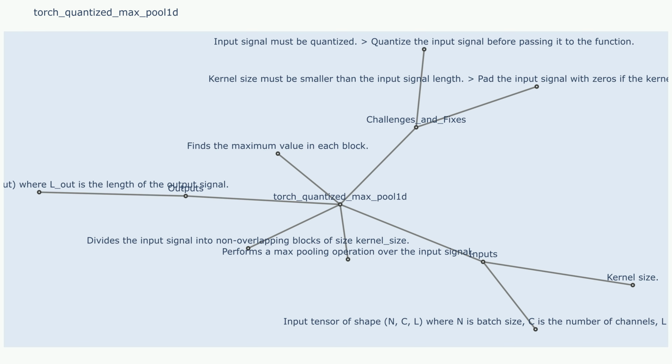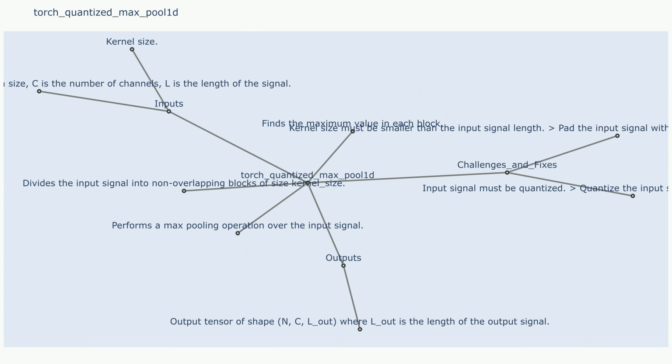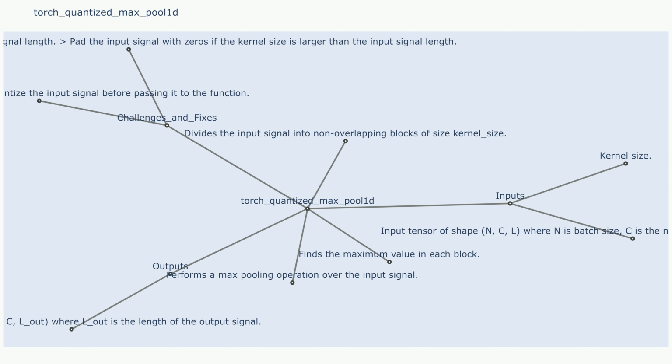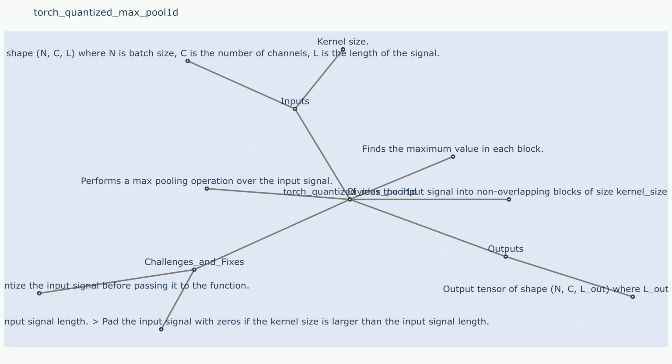Torch quantized maxpool 1D. Description: this function performs a max pooling operation on a quantized tensor along a specified dimension. Inputs. Input: a quantized tensor of shape n, c, l, where n is the batch size, c is the number of channels, and l is the length of the sequence.